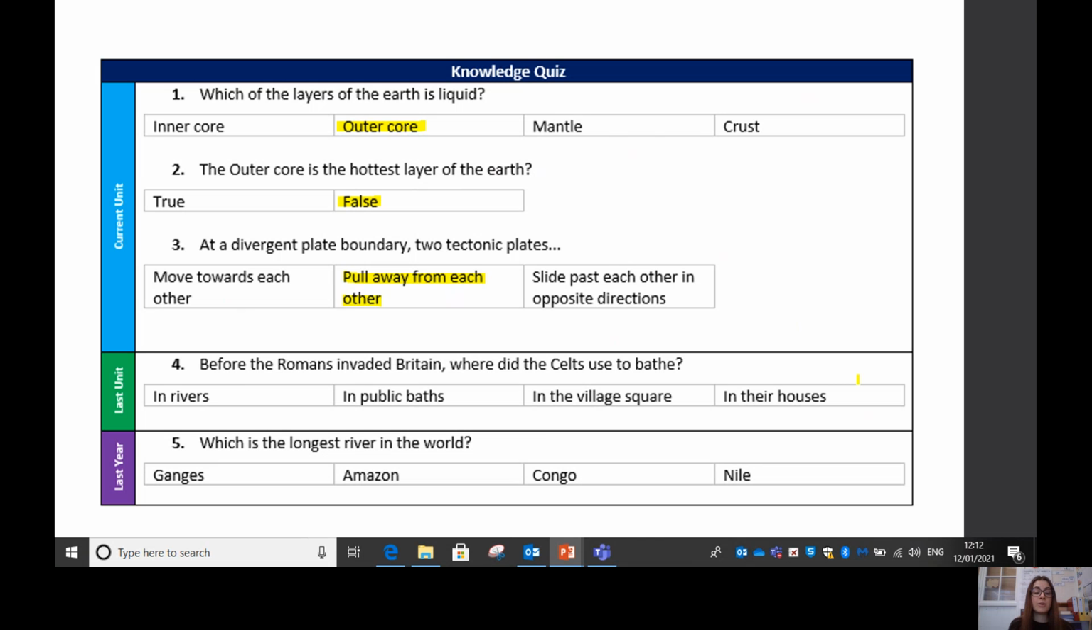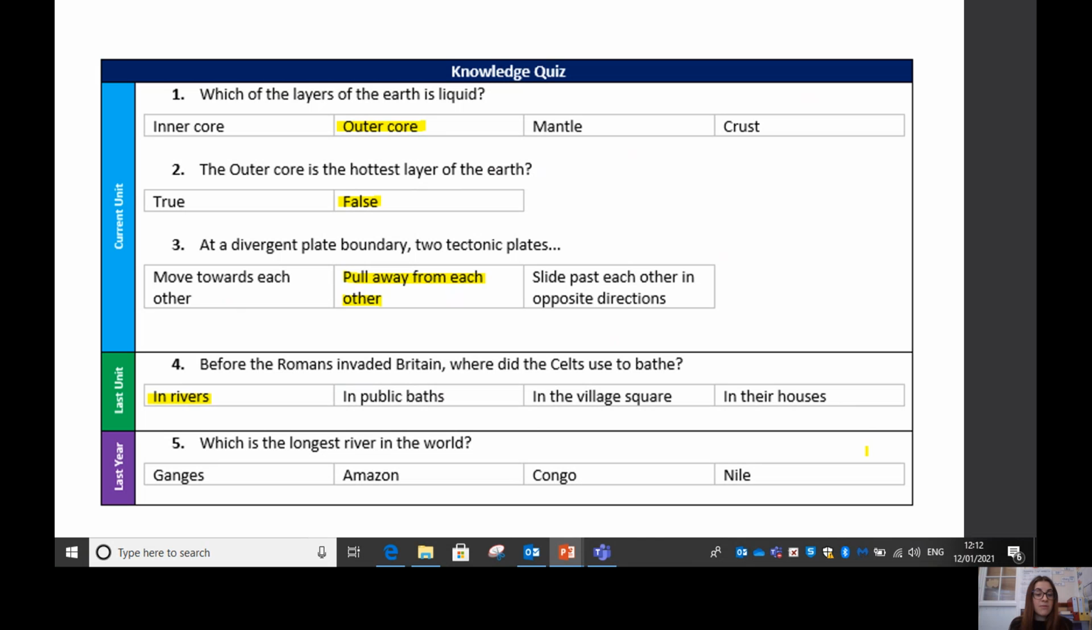Question 4 is from our unit on the Romans. Before the Romans invaded Britain, where did the Celts used to bathe? I've either got in rivers, in public baths, in the village square, or in their houses. Yes, you're absolutely right if you said in rivers. They didn't bathe in baths. That was what the Romans came and introduced to Britain. And they didn't bathe in the village square, and they were not lucky enough to have baths in their houses.